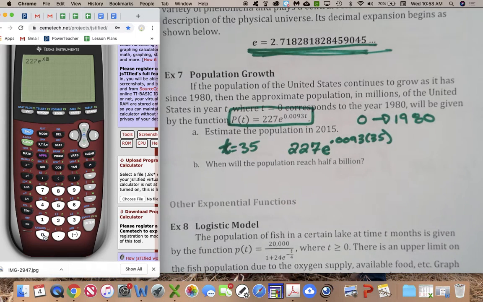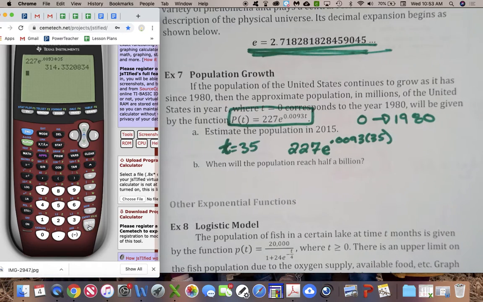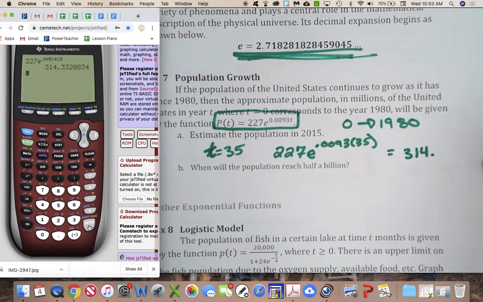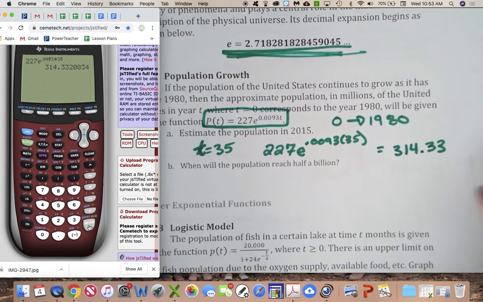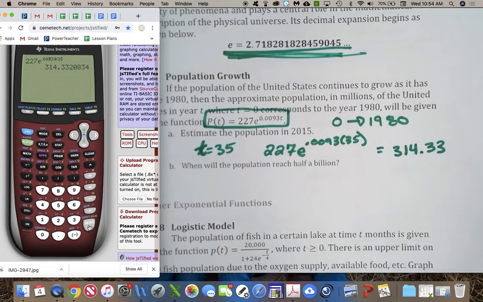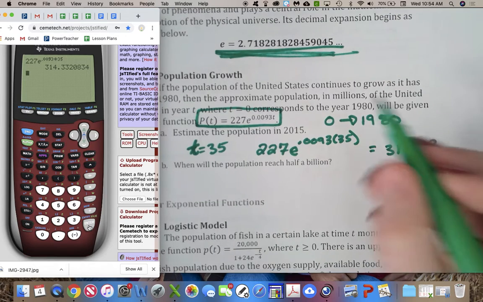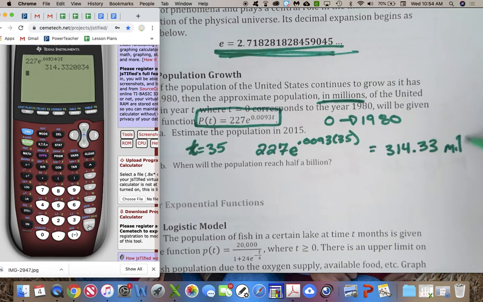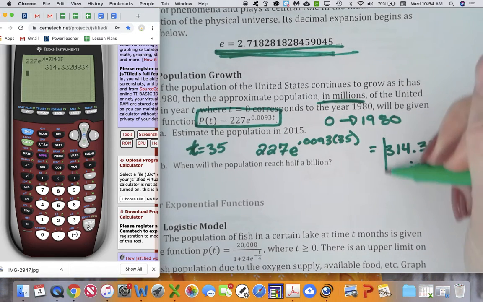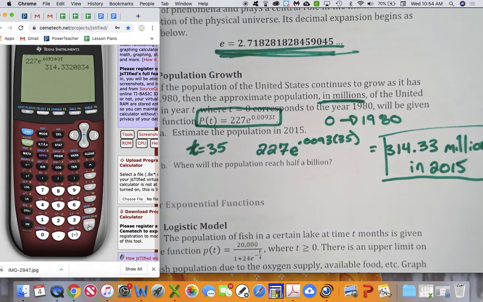0.0093 times 35. Okay, anybody not able to find their E button? Okay, 314 point something. 314.33, you're right. And that is the approximate population in what? In 2015, but what units is it in? Millions. In 2015. So according to this model, they've approximated the population.